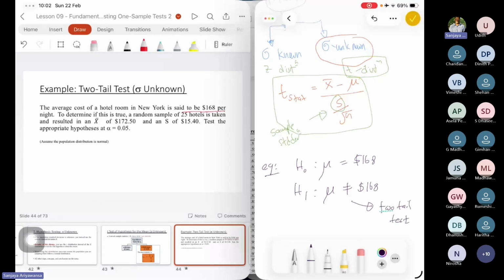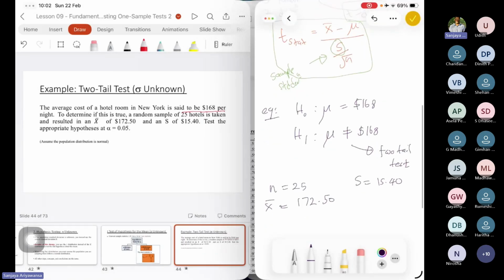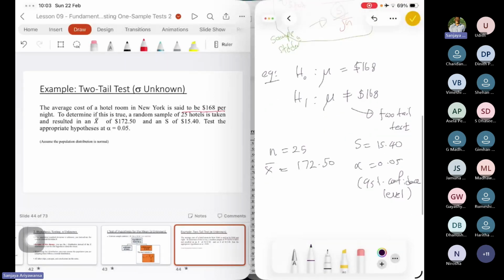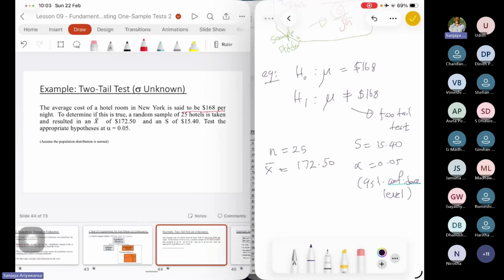To determine if this is true, a random sample of 25 hotels, okay, n is 25, is taken and resulted in an x bar, that's the sample mean, of 172.50, and a sample standard deviation of 15.40. Alpha is given to be 0.05. So we are talking about a 95% confidence level. These are things I quickly note down when the example is given. You have to determine if this particular claim is true or not. Right. So how do you go about doing this?